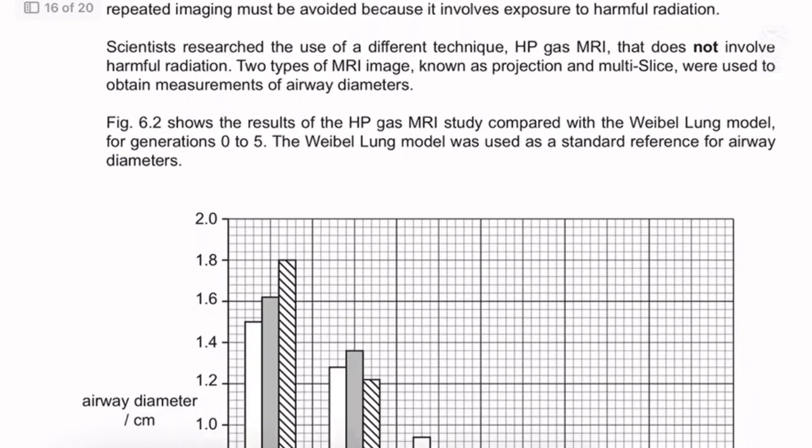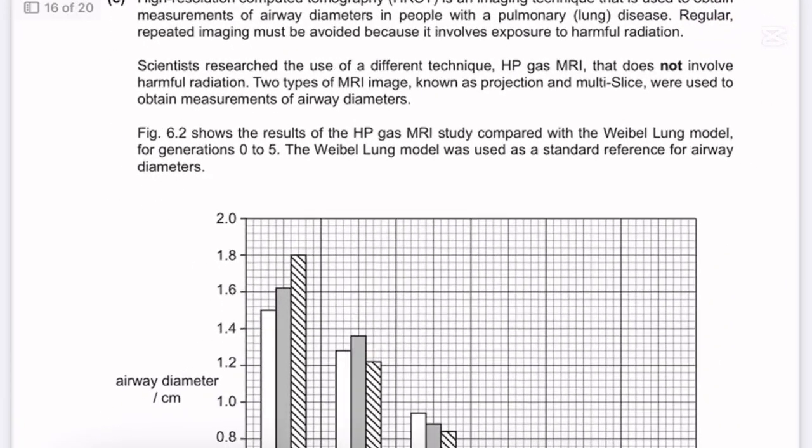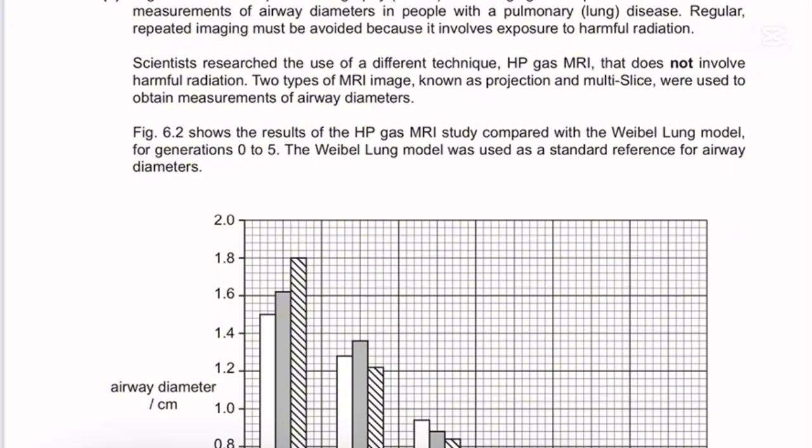Now C, high resolution computed tomography, HRCT, is an imaging technique that is used to obtain measurements of airway diameters in people with pulmonary lung disease. Regular repeating imaging must be avoided because it involves exposure to harmful radiation. Scientists research the use of different techniques, basically HP gas MRI, that does not involve harmful radiation, and 2 types of MRI imaging known as projection and multi-slice were used to obtain measurements of airway diameters.